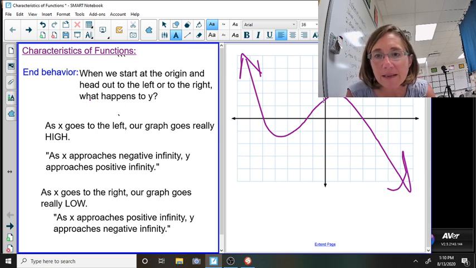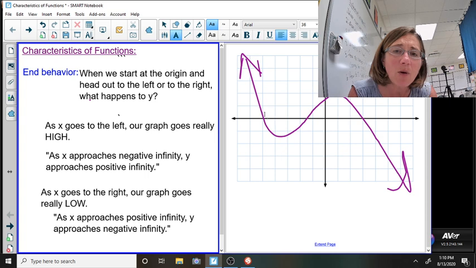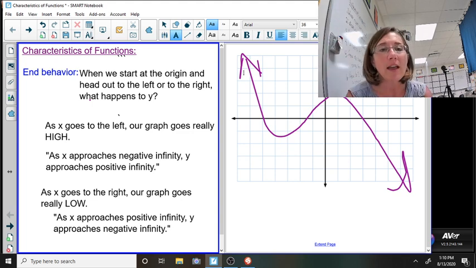So if you look at this graph and see my arrow here, I'm going to find where my y-axis is, where the origin sits, and I'm going to head to the left from there. As I head to the left, it's doing crazy stuff. I want to worry about what happens when I go way out here. There's an arrow on the end of it, so that means it keeps going. Even though the picture is at the end of what we see, the graph is going to keep going, and it's going way up. So I have that typed right here. As x goes to the left, our graph goes really high.